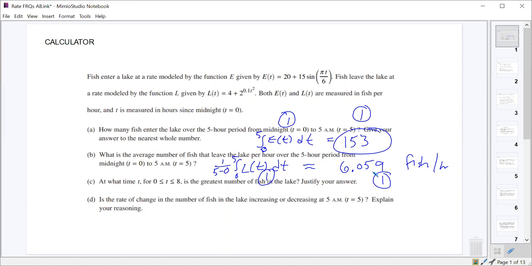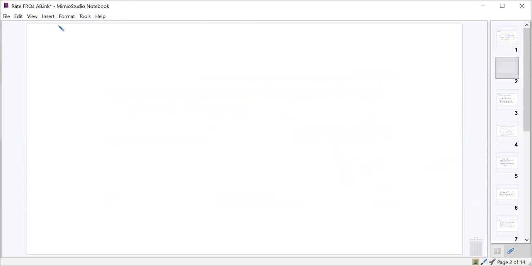All right, part C. This is where things start to get slightly more difficult. At what time is the greatest number of fish in the lake between 0 and 8, inclusive of the endpoints? Justify your answer. So, the number of fish in the lake. What is a function to represent that?